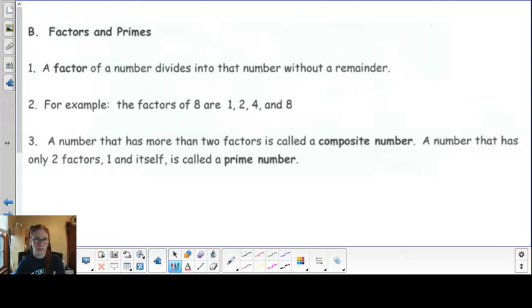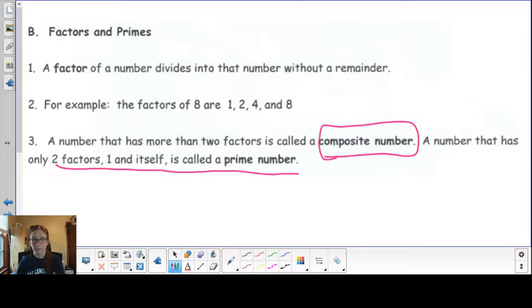Alright, prime factors. A factor of a number is a number that divides into it without a remainder. So for example, if I'm looking at 8, 8 is 1 and 8, and 2 and 4, because all of those divide evenly into my number of 8. A number that has more than 2 factors is called a composite number. And a number that has only 2 factors, one and itself, is considered to be prime.